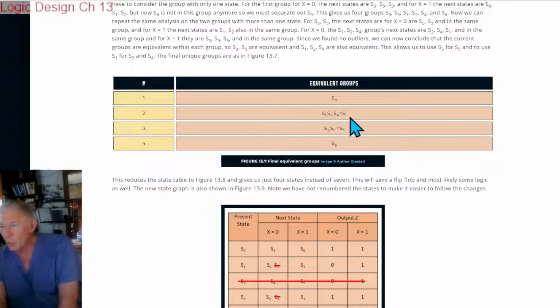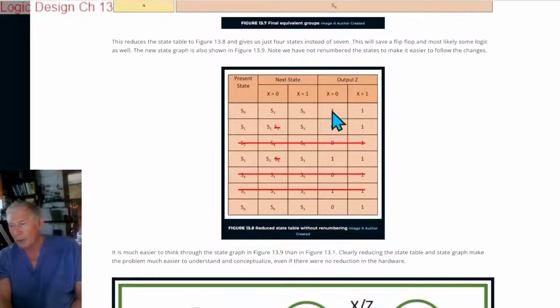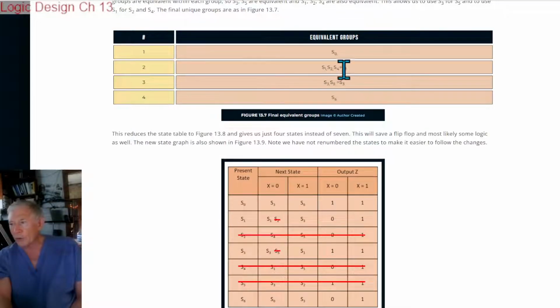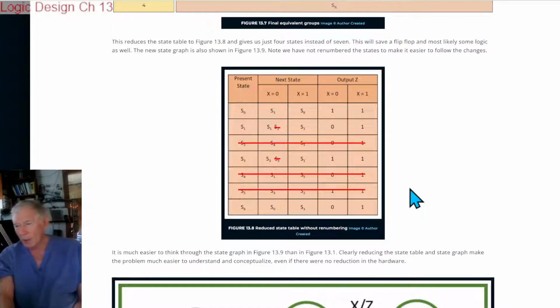So now we can substitute S1 in for 2 and 4, and 3 in for 5, and we then have just 4 groups: 0, 1, 3, and 6, and then we probably would renumber them so that we have 0, 1, 2, 3. Okay, but in any event, we've been able to reduce, we get rid of 3 states here, and you can see we substitute in 1 for 2 and 4, and 3 for 5. So 2, we get rid of that, 4 we get rid of that, and 5 we get rid of that, and substitute in everywhere else, and boom, there we have it. Okay.